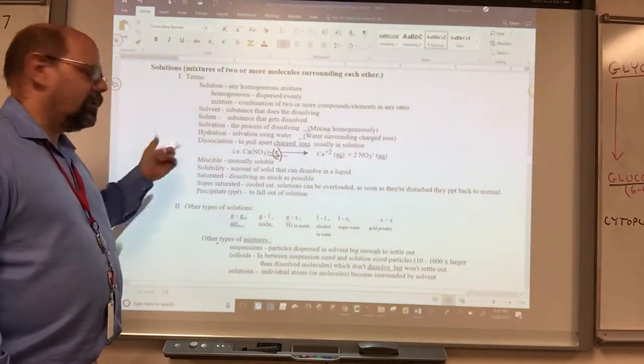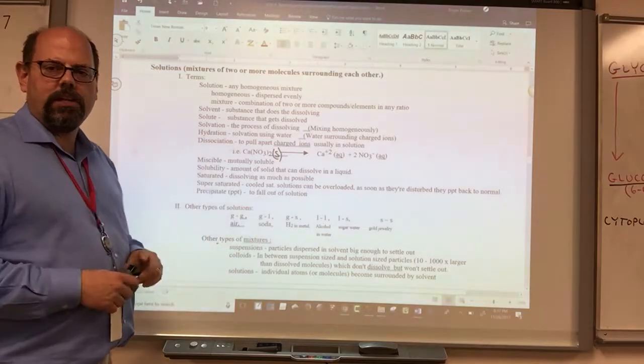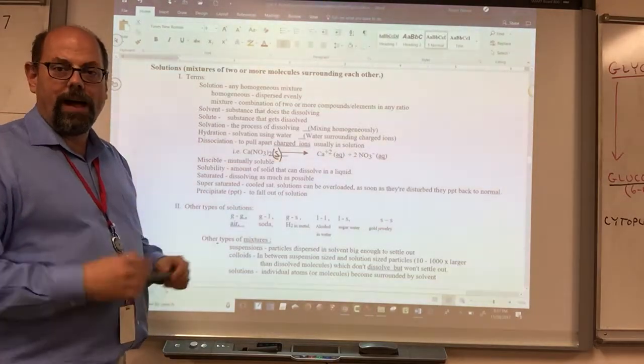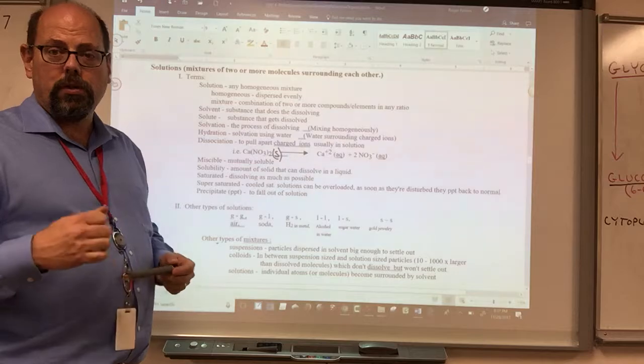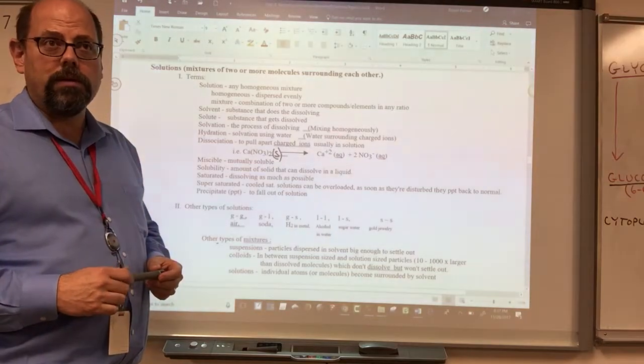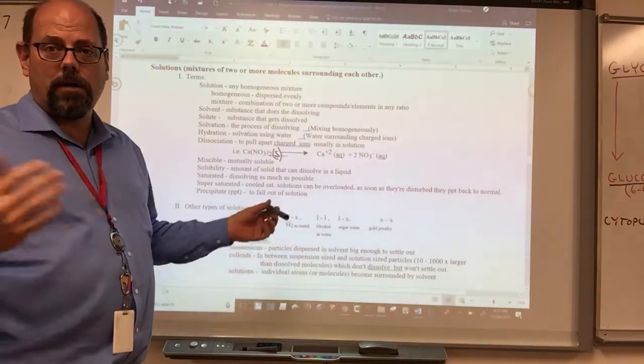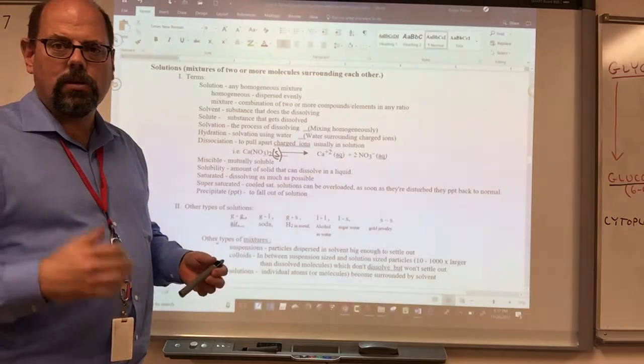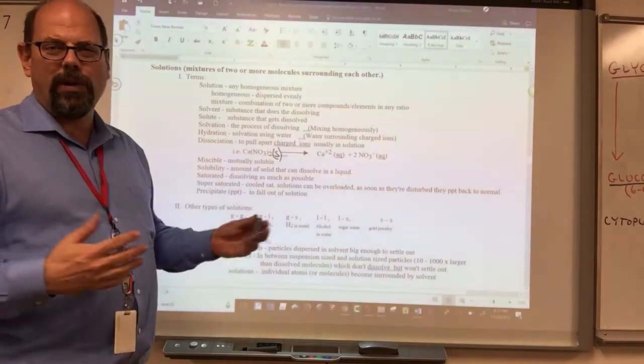Last couple of terms: miscible means that they completely dissolve in each other. They are completely mixable. So alcohol and water is a good miscible solution. Two liquids, well, air, all gases are miscible. They completely mix in each other. So nitrogen and oxygen in any ratio can mix.